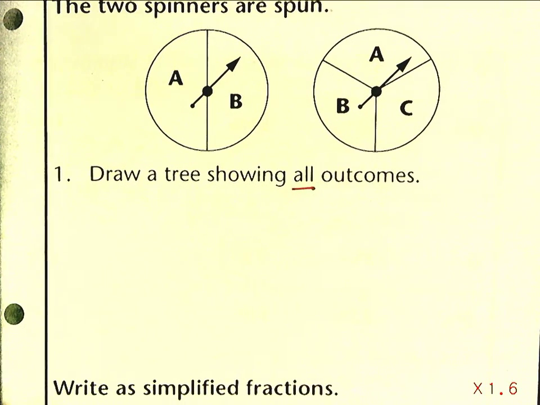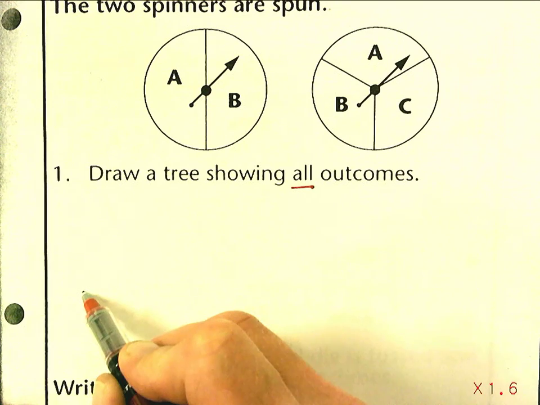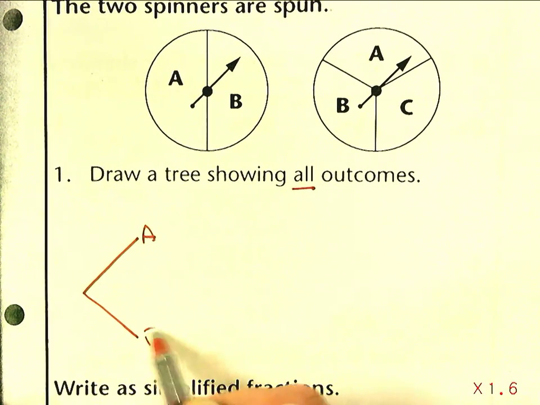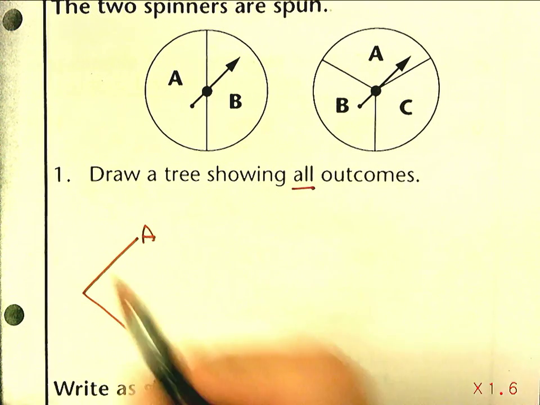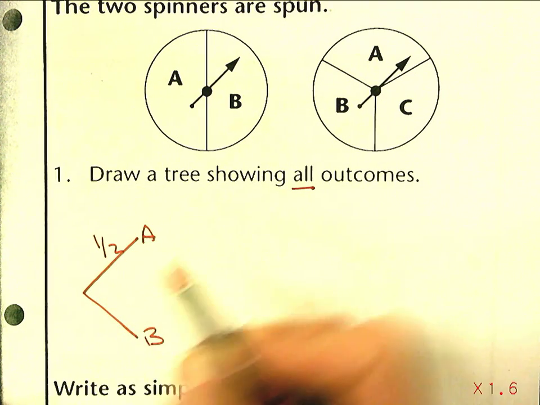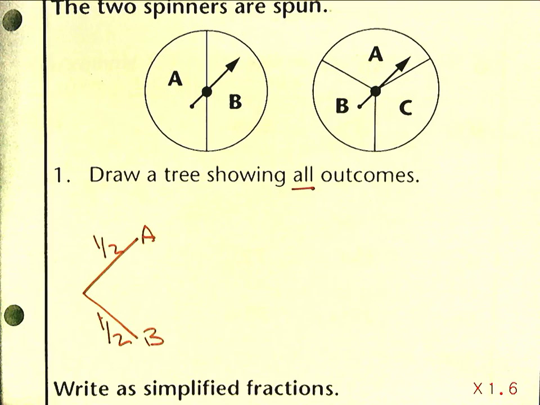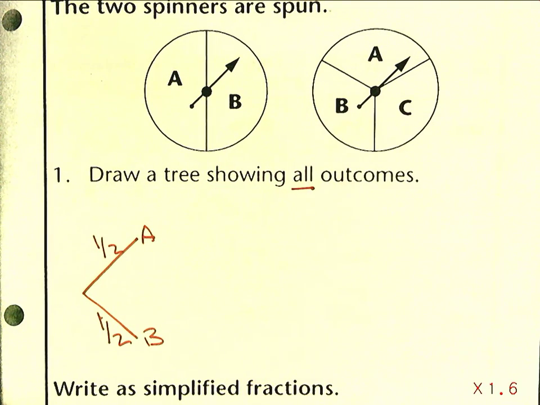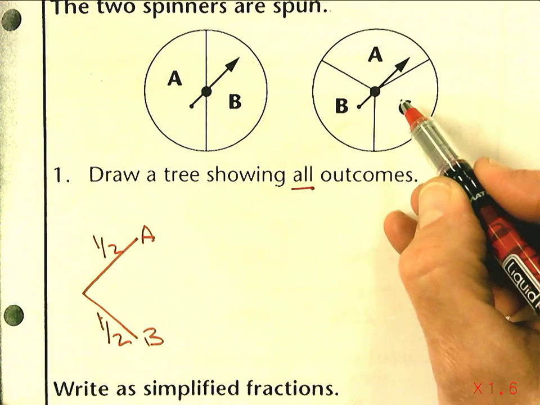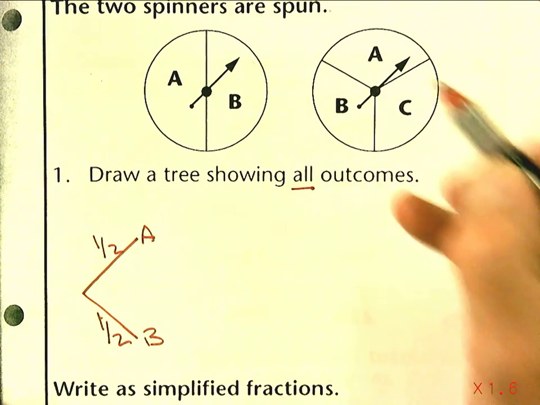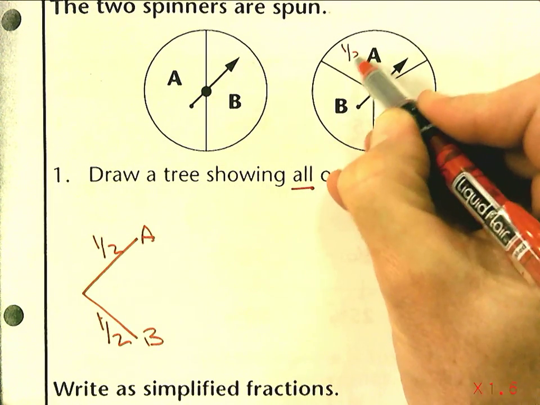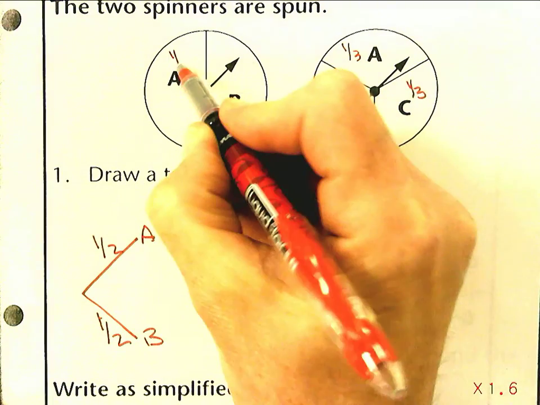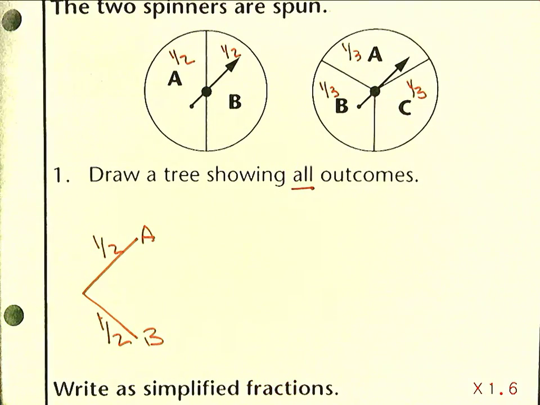So we start with the first spinner, and the two outcomes are either you spin an A or you spin a B, and half the time you should get an A and half the time you should get a B, since it's divided in equal halves. And then we look at the second spinner, and that spinner is divided into thirds. Each part is 1/3 of the whole, like this one, each part is 1/2 of the whole.